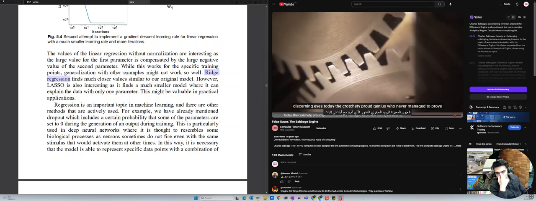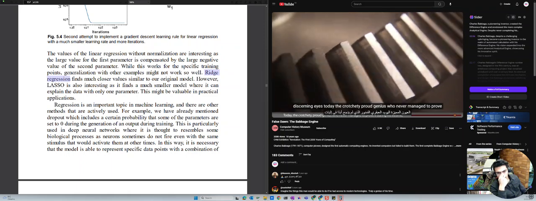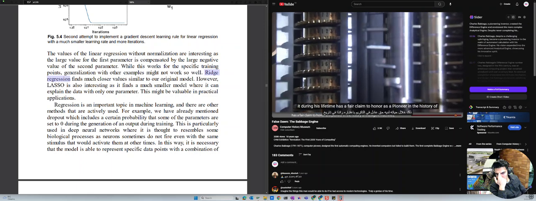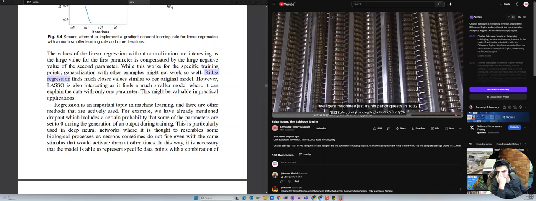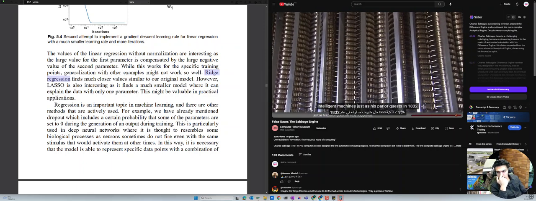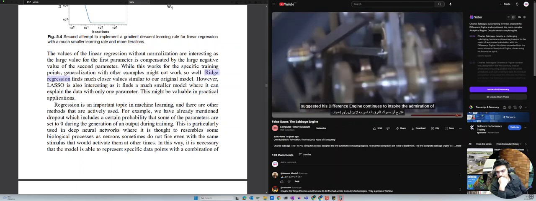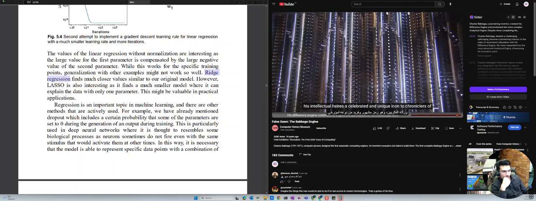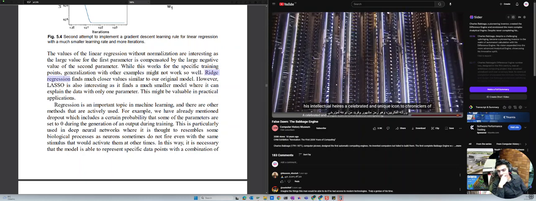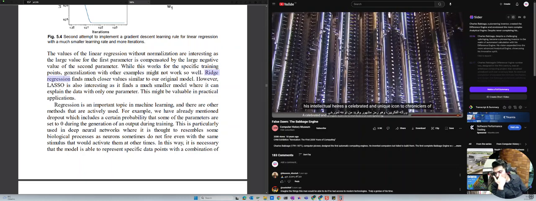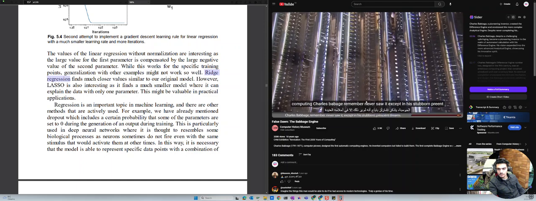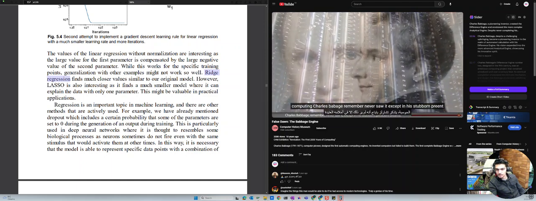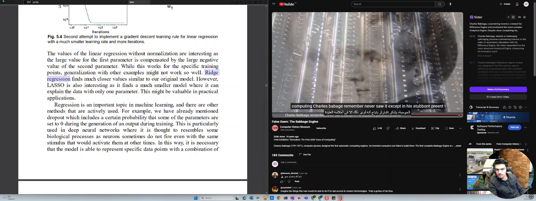Today, the crotchety proud genius, who never managed to prove it during his lifetime, has a fair claim to honor as a pioneer in the history of intelligent machines, just as his parlor guests in 1832 suggested. His difference engine continues to inspire the admiration of his intellectual heirs, a celebrated and unique icon to chroniclers of computing. Charles Babbage, remember, never saw it, except in his stubborn, prescient dreams.